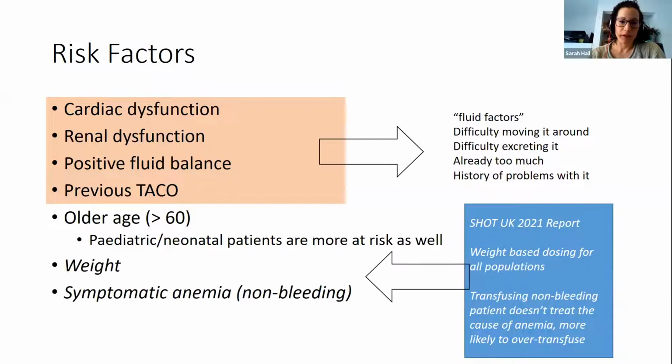So if you pull those into the risk factors as well, you might consider weight and symptomatic anemia, as in someone who's underweight is more likely to have risk of TACO, and someone who has symptomatic anemia as a reason for being transfused is also more likely to be at risk for TACO.